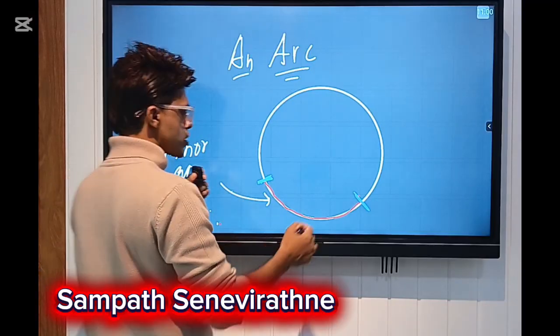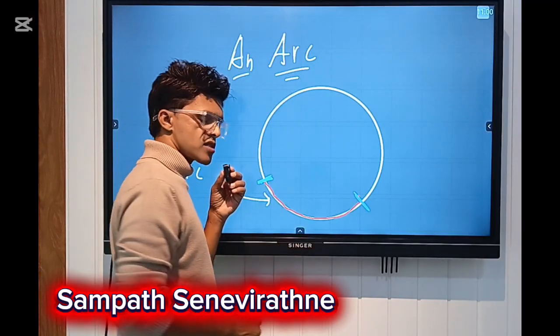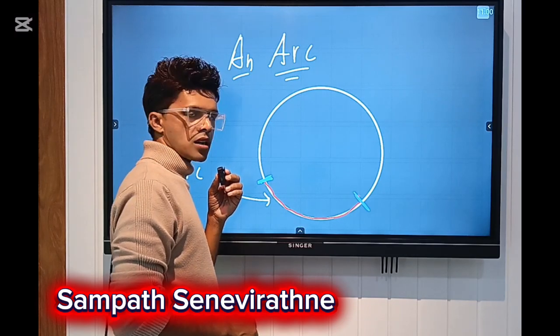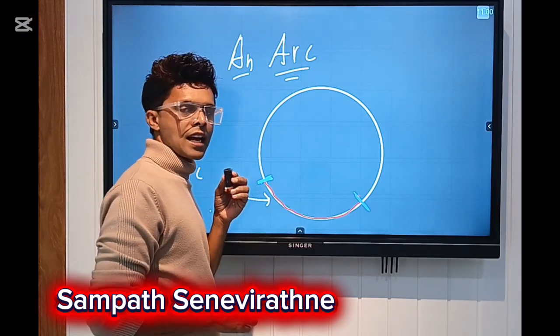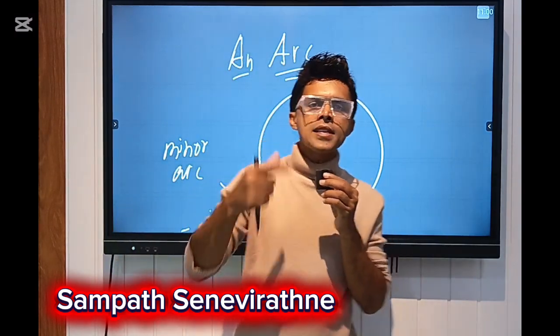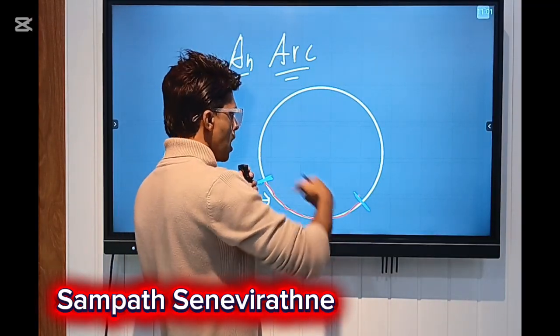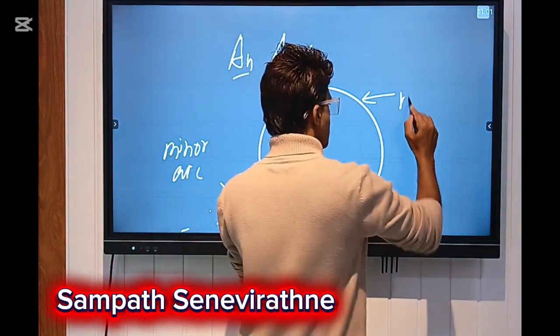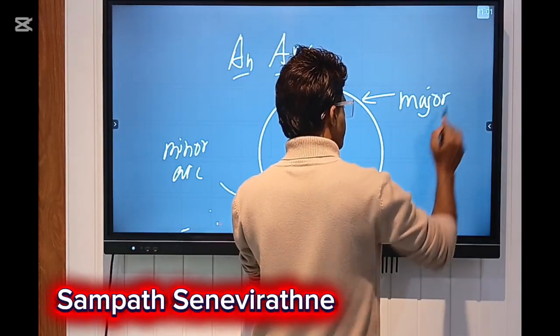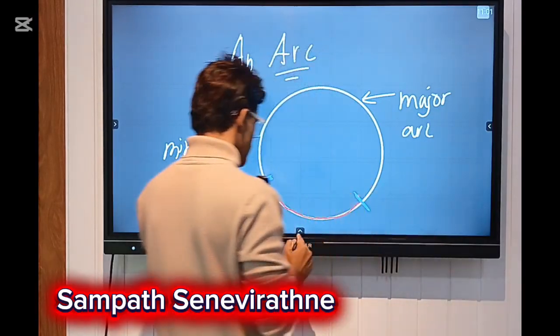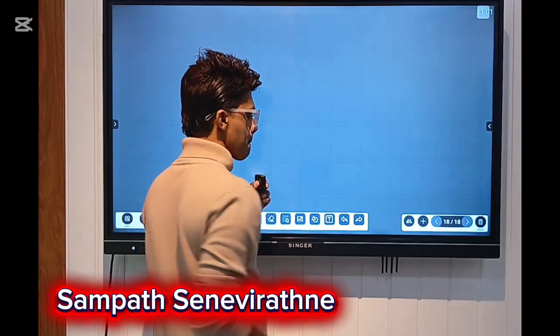The reason for getting this one as minor arc is that you could see the other extent, the other arc here of this circle. That can be named as major arc. This is major arc. This is minor arc. This is major arc.